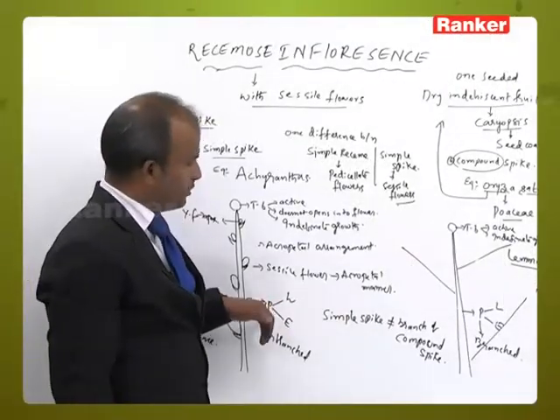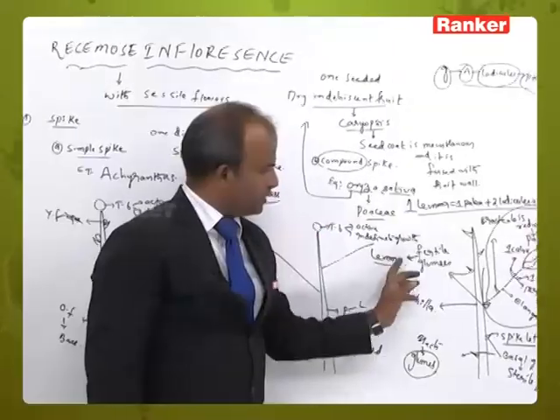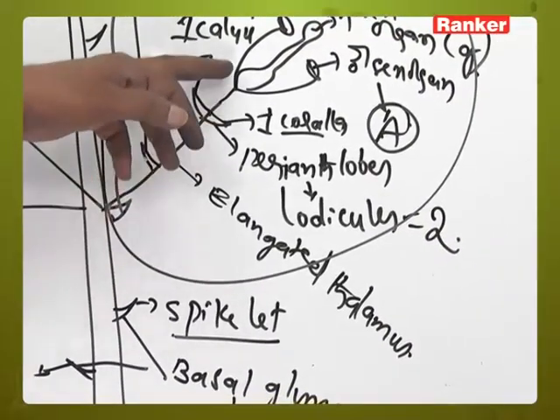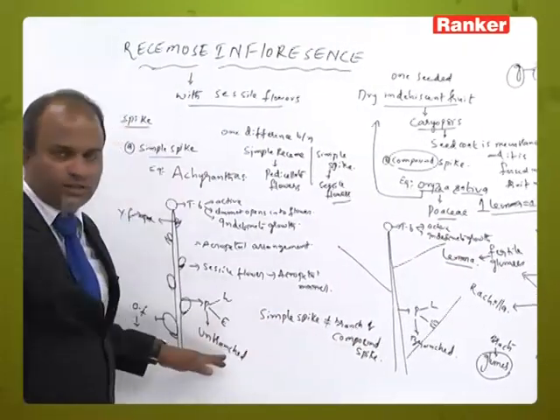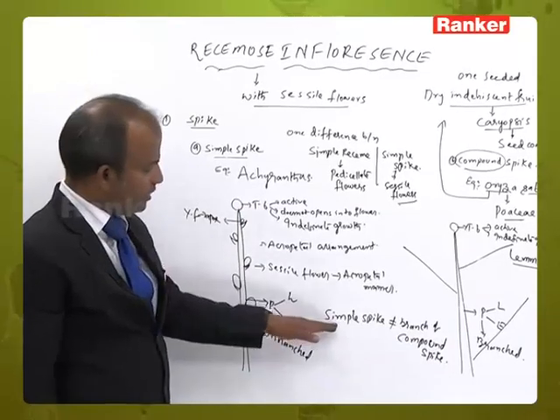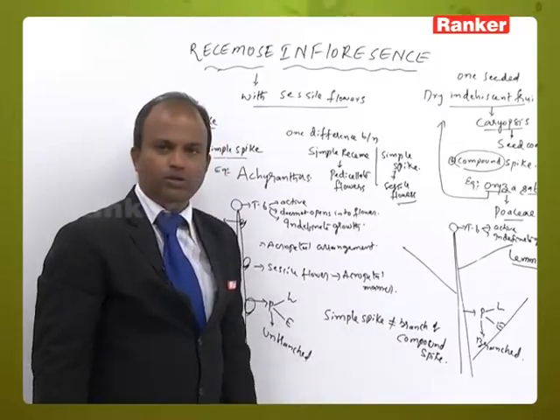Why? Because in a simple spike we cannot see the lemma, palea, and lodicules. This is lemma, this is palea, these are lodicules. Whether these structures are present in a simple raceme or not, they are absent in a simple spike. That means a simple spike is not equal to a branch of a compound spike.